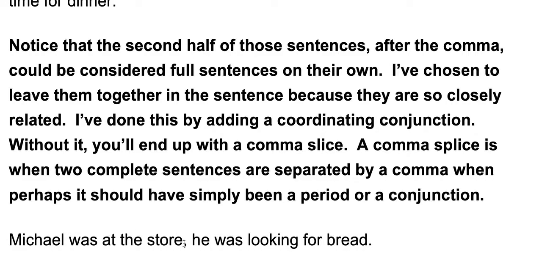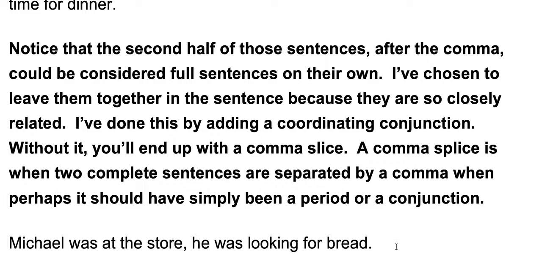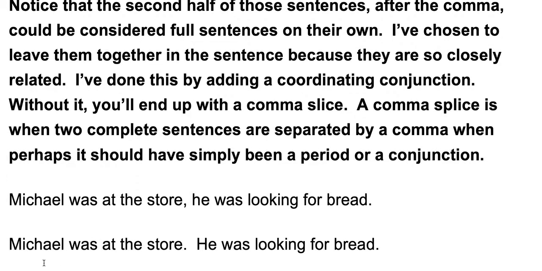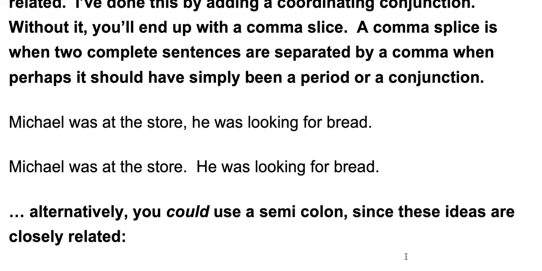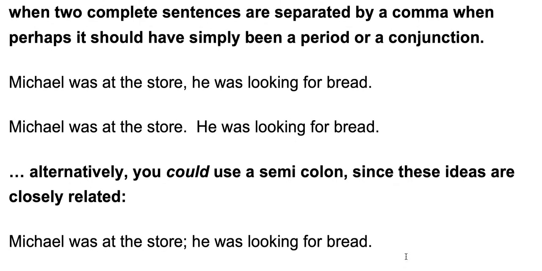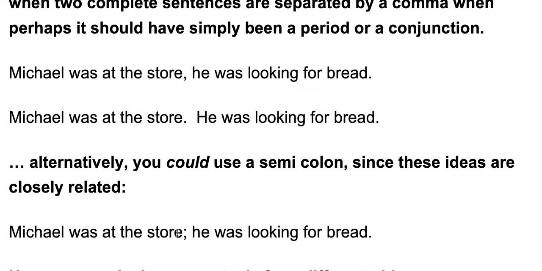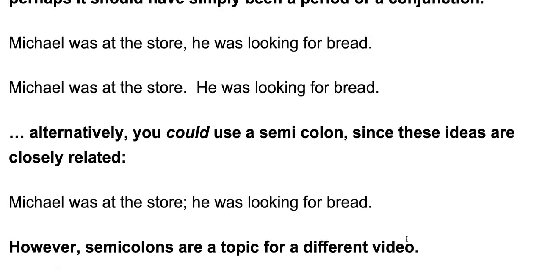Michael was at the store, comma, he was looking for bread. It's a comma splice. It should be split up. Michael was at the store, period. He was looking for bread. But we could also use a semicolon since those ideas are so closely related. Michael was at the store; he was looking for bread.